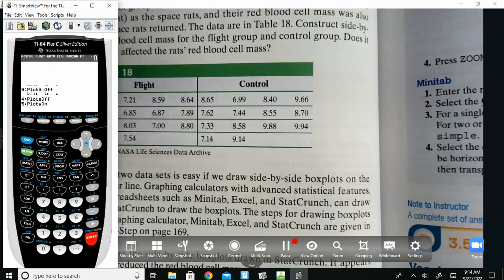And let's go down to plot number 2. I'm going to turn that on. I also want it to be a box plot. But what do I want my X list to be? L2, because I've already graphed L1. So if you hit second and the number 2, it changes that to the second list. Then if you just push zoom, number 9, it draws that second box plot for me.